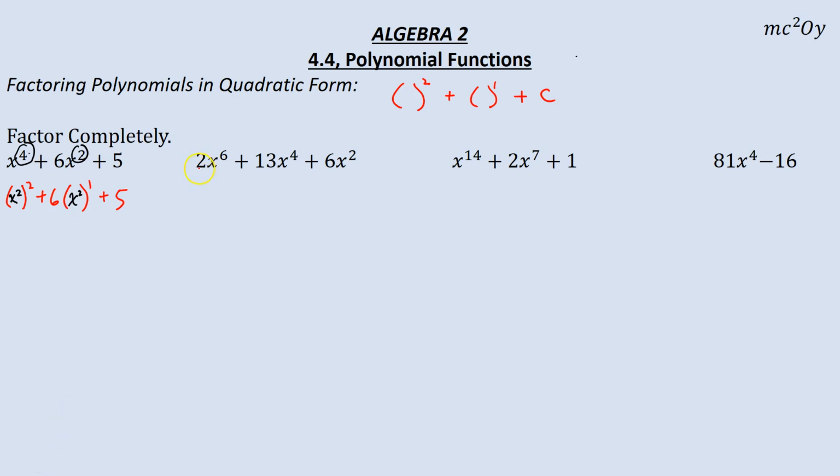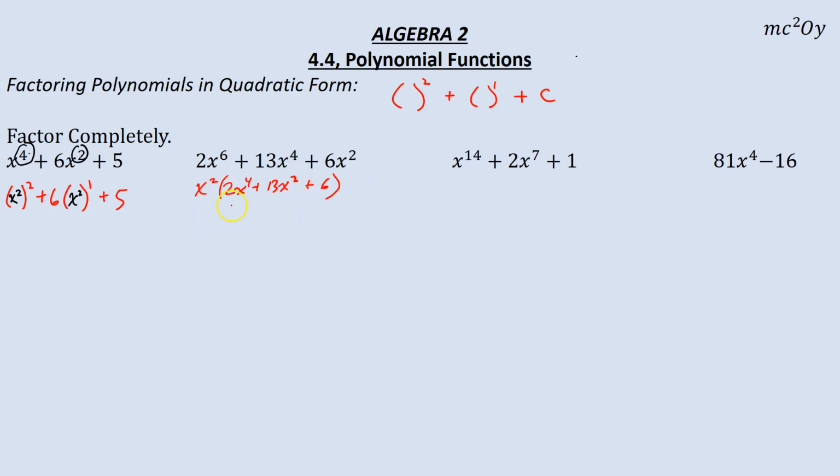So when I look at this, first 2, 13, 6, nothing I can take out in terms of numbers. But in terms of variables, I can take out an x to the second power. So that gives me 2x to the fourth, because x squared times 2x to the fourth is there, plus 13x squared plus 6. Okay, so I took out a greatest common factor.